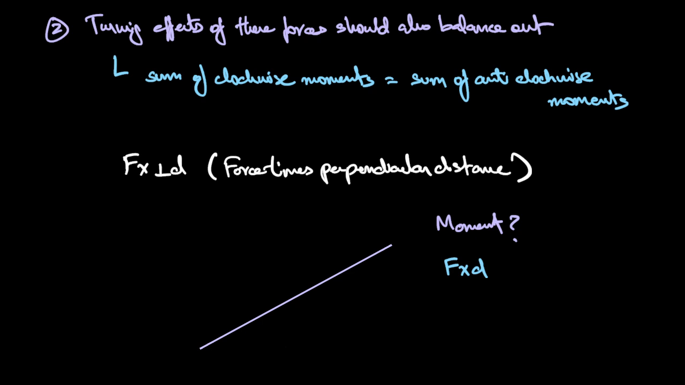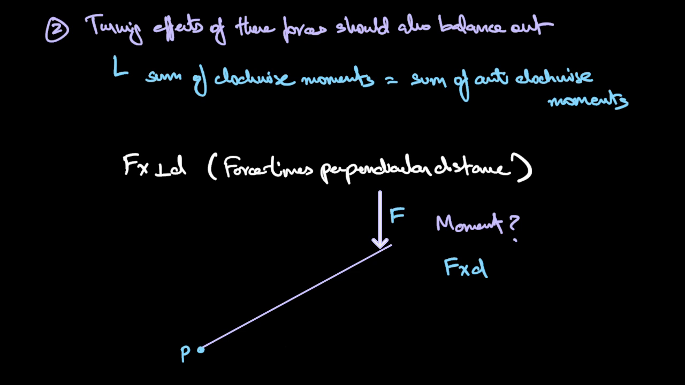But what if instead of the force acting at an angle, you had the force acting vertically downwards? How would you find the perpendicular distance in this case? Well, one thing that you should keep in mind, by the way, we're taking moments about this point, is that the perpendicular distance is always the shortest distance between your force and this pivot, or the turning point.